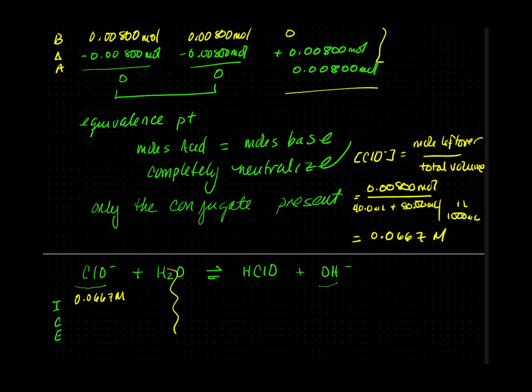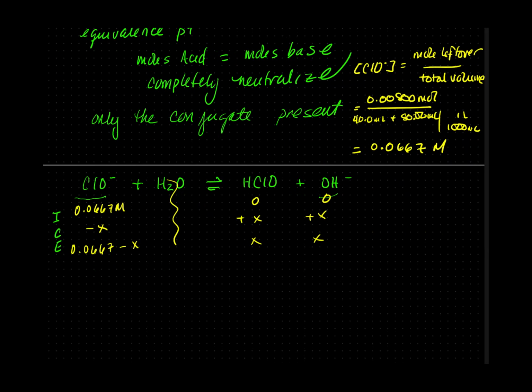Water does not count because it's in the liquid state. I have no weak acid and I have no OH minus ion. Completing the ICE table is minus x, plus x, plus x. Equilibrium is the addition of I and C: 0.0667 minus x, x, and x. Writing the equilibrium equation is Kb, because this is a base now. Products over reactant, so it's HClO times OH minus divided by ClO minus.